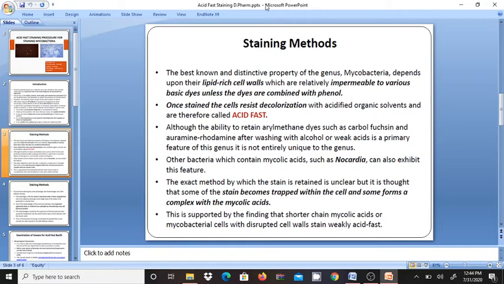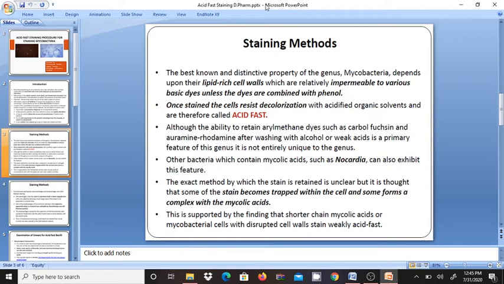Staining methods. The best known and distinctive property of the genus Mycobacteria depends upon their lipid-rich cell walls, which are relatively impermeable to various basic dyes unless the dye is combined with phenol. Once stained, the cells resist decolorization with acidified organic solvents and are therefore called acid-fast.